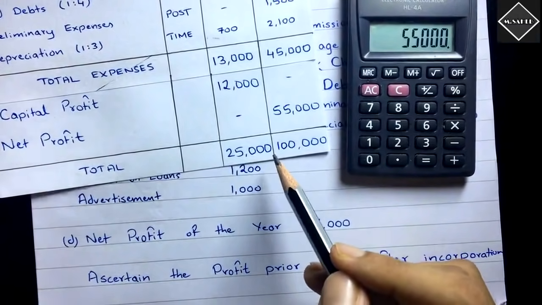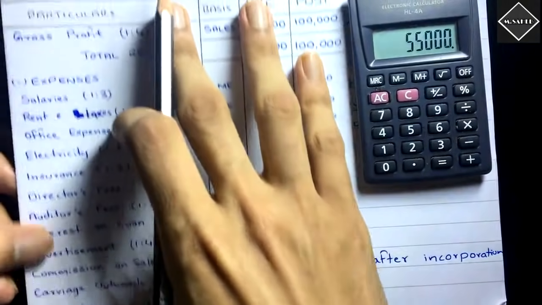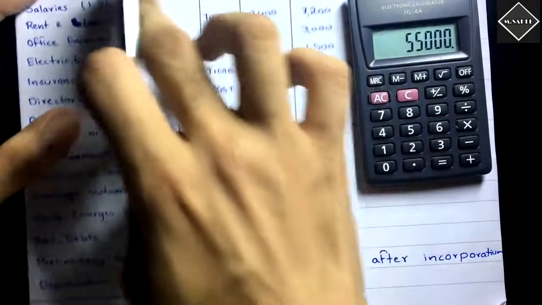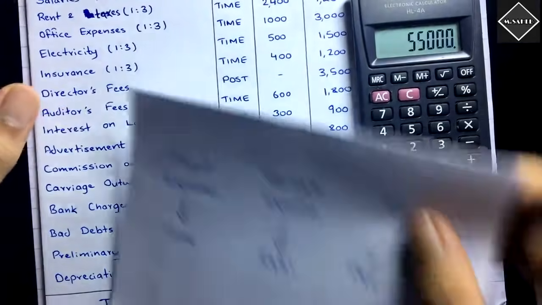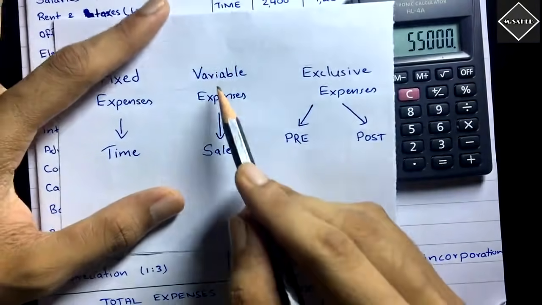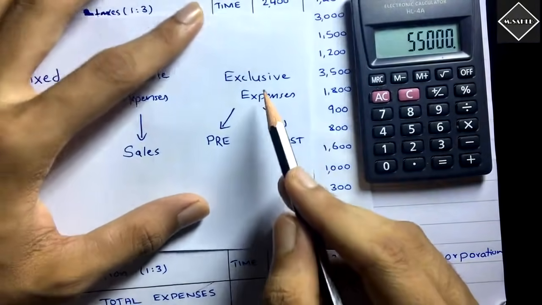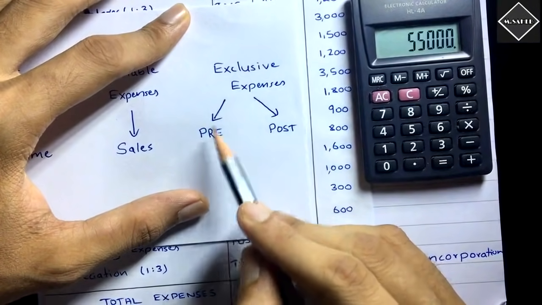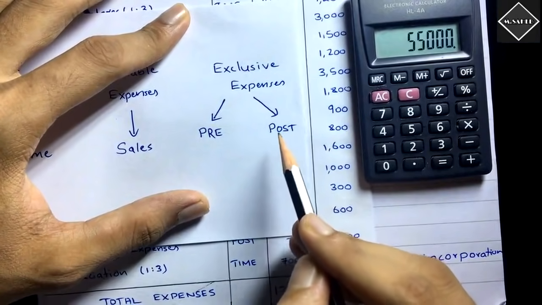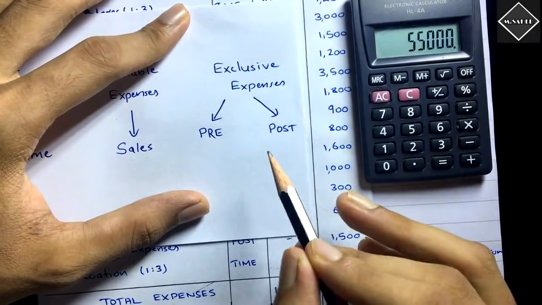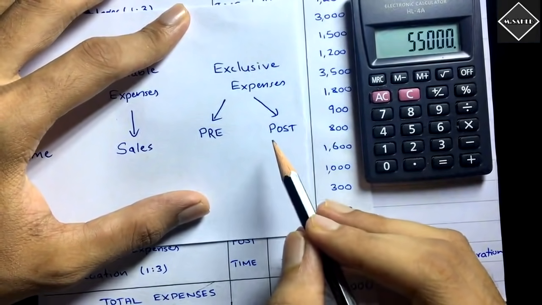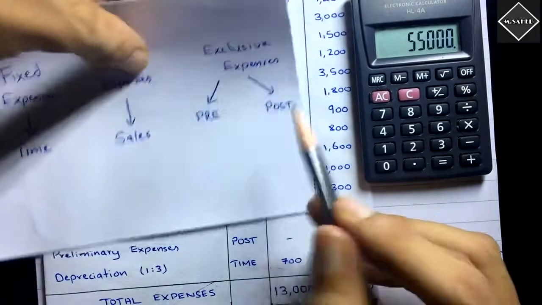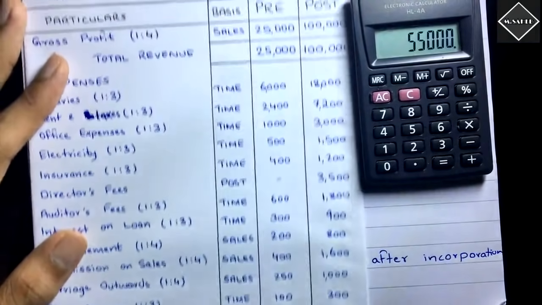So you understood, right? This is how you have to prepare the statement of profit and loss. First, take the income, find out the total revenue, deduct all expenses. If the expenses are of fixed nature, do it in the time ratio, variable nature, then sales ratio, and there are some exclusive expenses which will only go to pre, such as interest on capital, and in the post, for example, preliminary expenses, directors fees, and then you have underwriters commission, interest on debentures. All this will go to the post column. Okay, so this is how you have to do the statement of profit and loss.